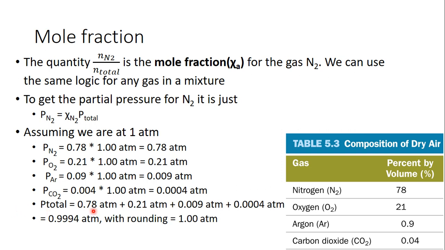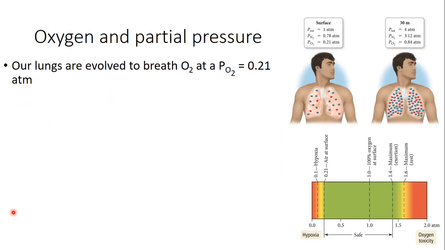So our total pressure when we add all four of these up is 0.9994. And that's due to rounding, not taking into consideration water vapor and other trace gases. But if we round up, we get 1 atmosphere back. Now let's talk about oxygen.